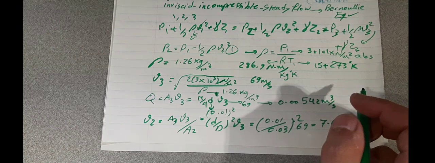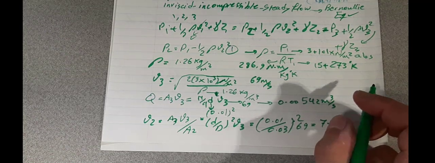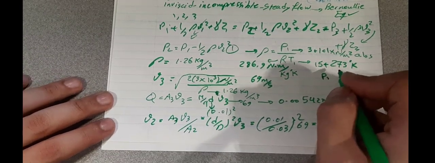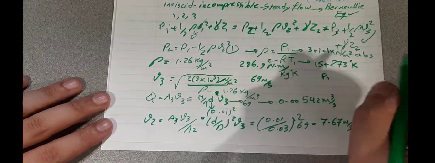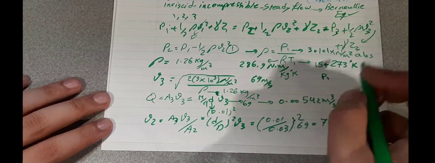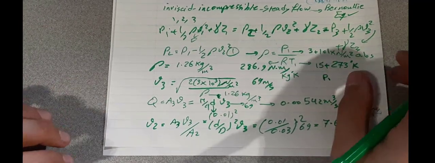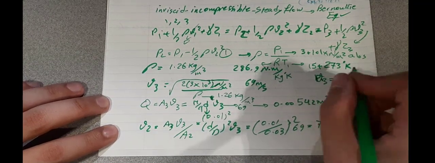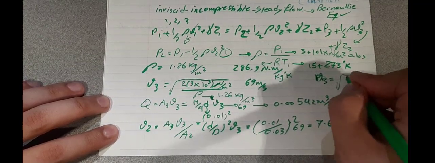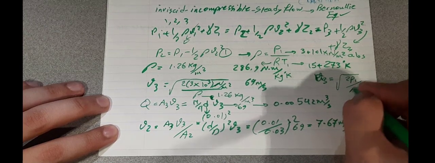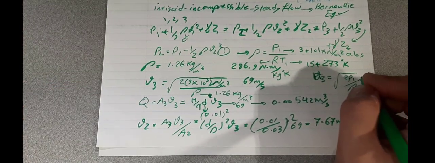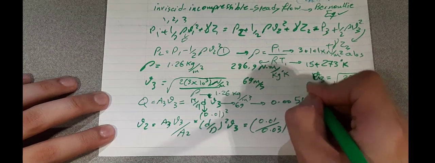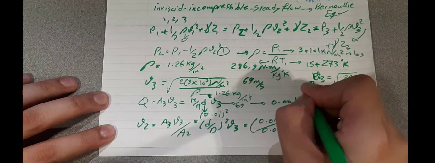The V3 is corresponding to P3. The velocity at point 3 is equal to the square root of 2 P1 divided by density, because P3 is the free jet.